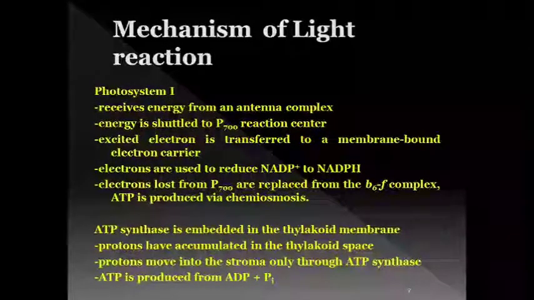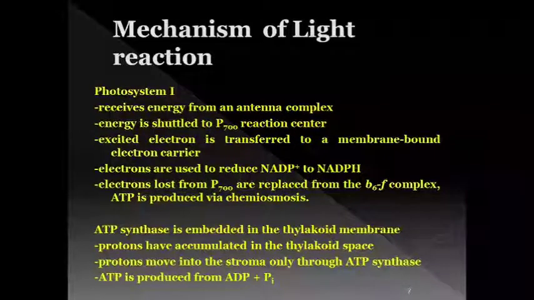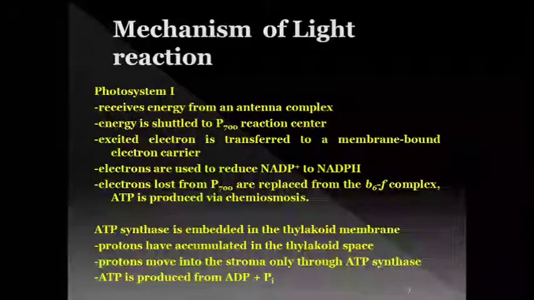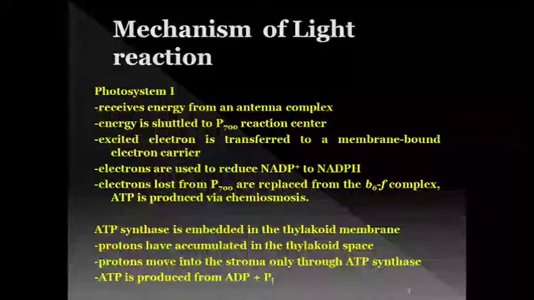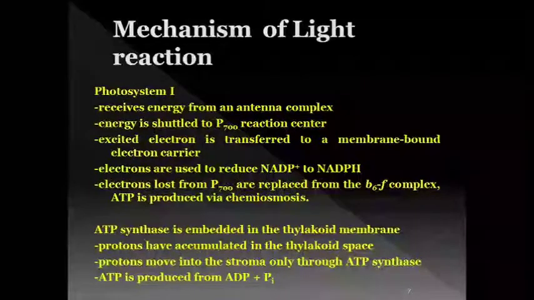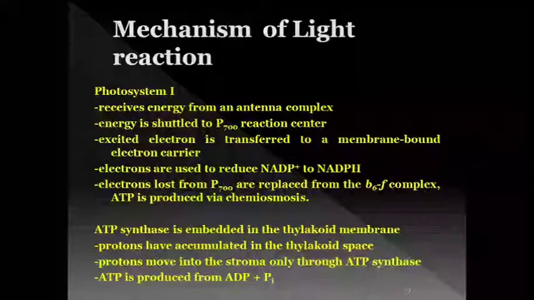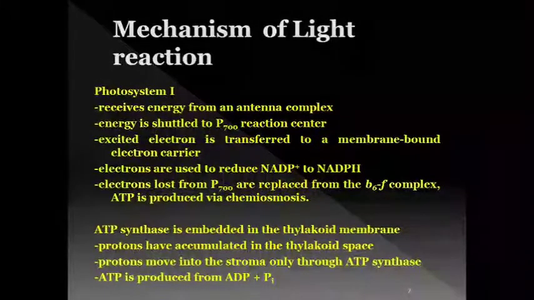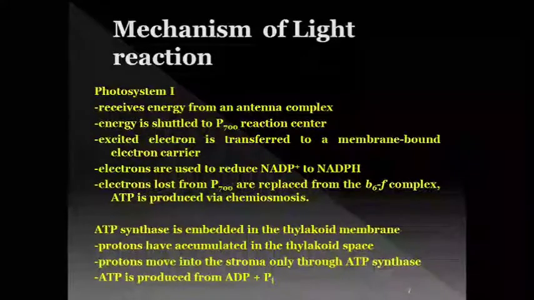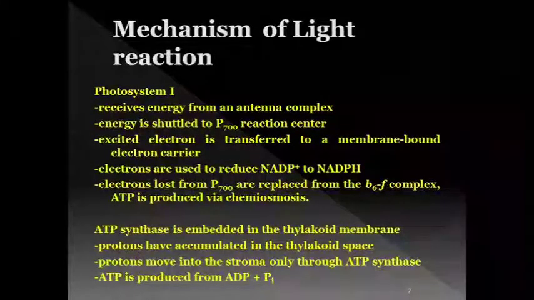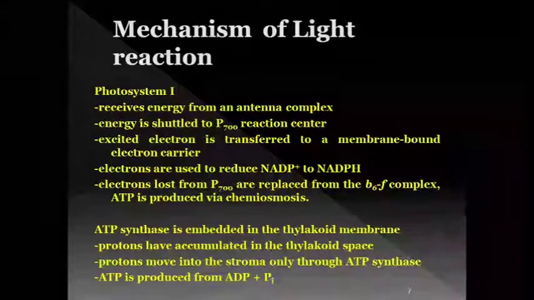Photosystem 1 receives energy from an antenna complex and this energy is shuttled to the P700 reaction center. The excited electron is transferred to a membrane bound electron carrier and electrons are used to reduce NADP plus to NADPH. ATP synthase is embedded in the thylakoid membrane, or cytoplasmic membrane in the case of bacteria. Here protons are accumulated and move through ATP synthase, and as a result ATP is produced from ADP and Pi.